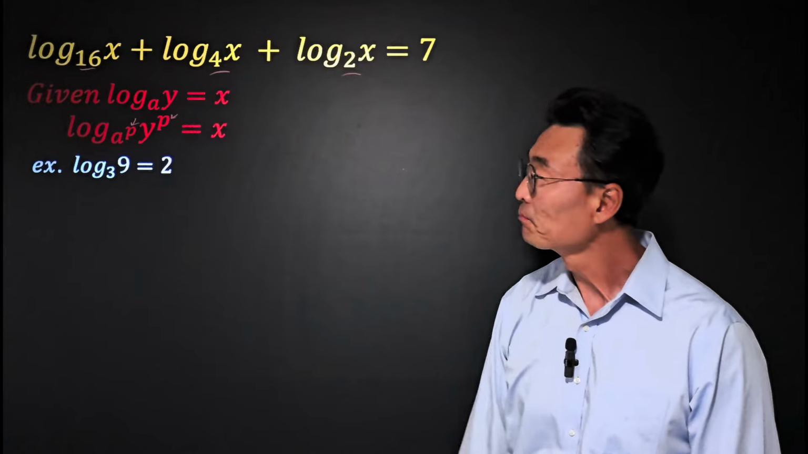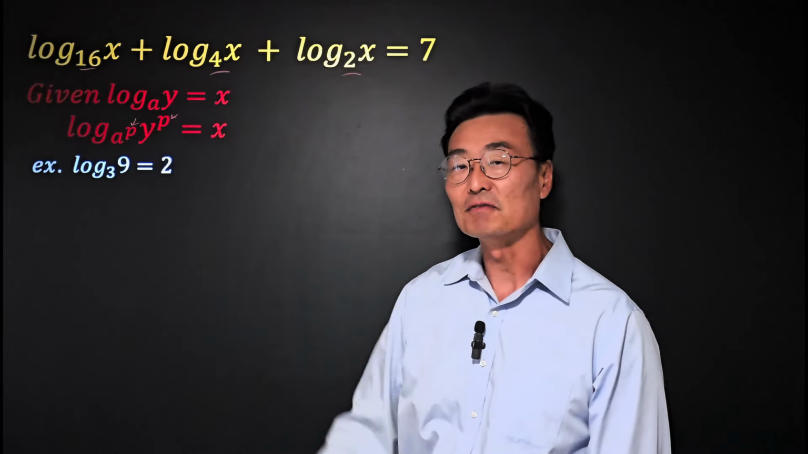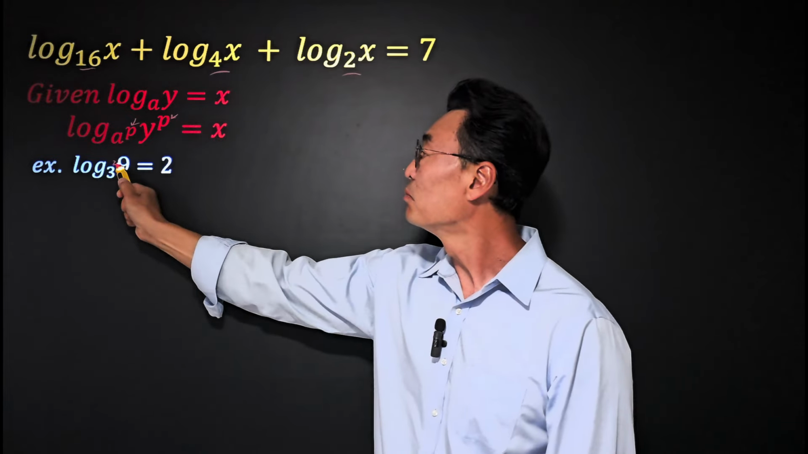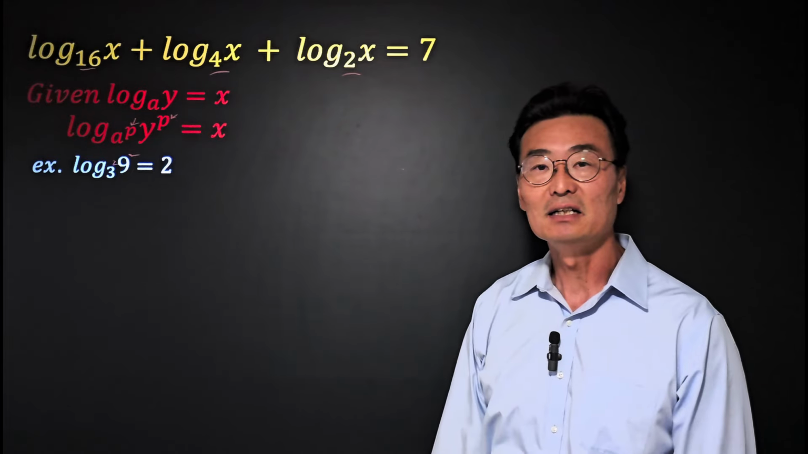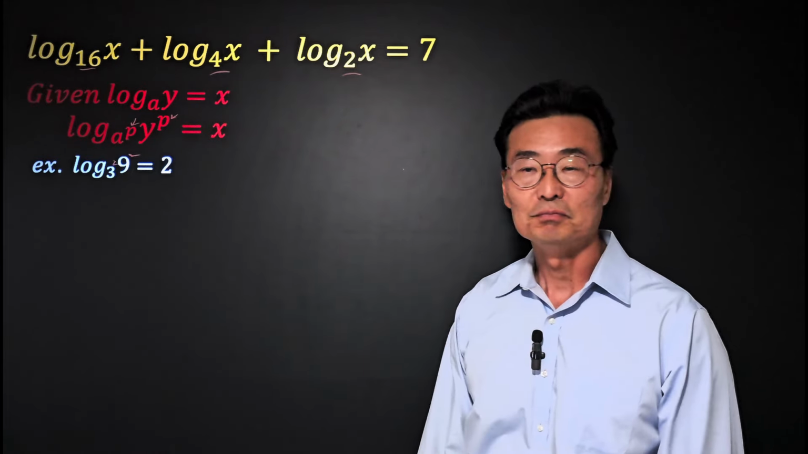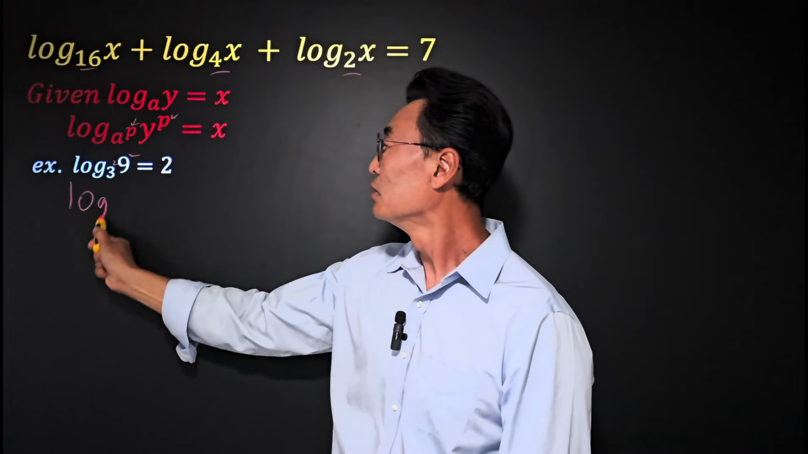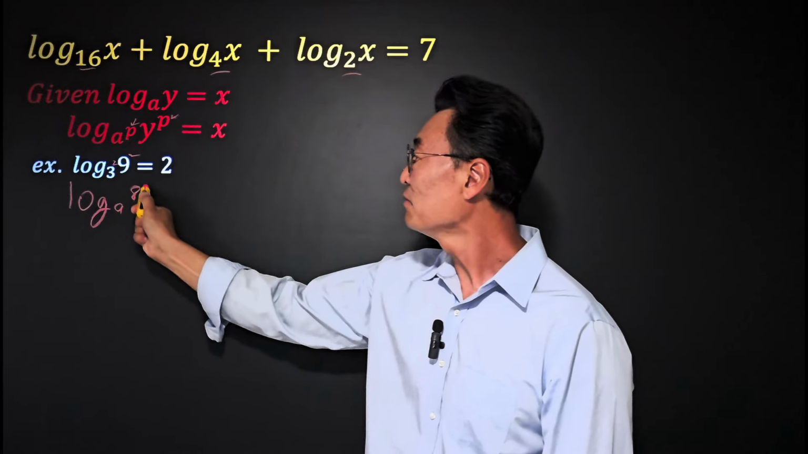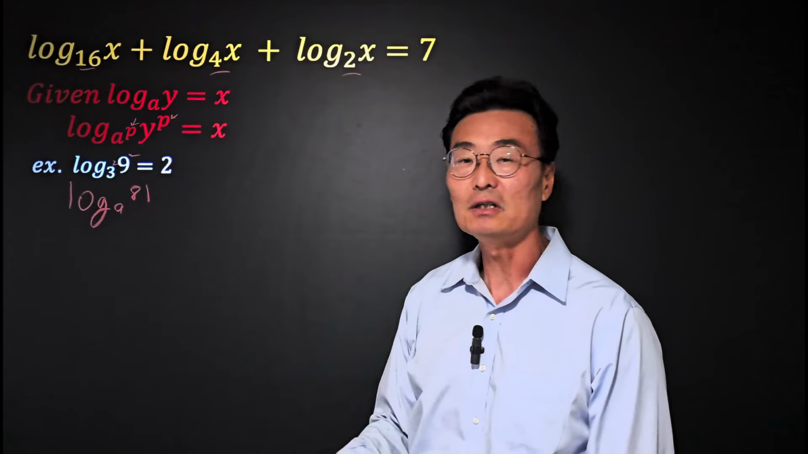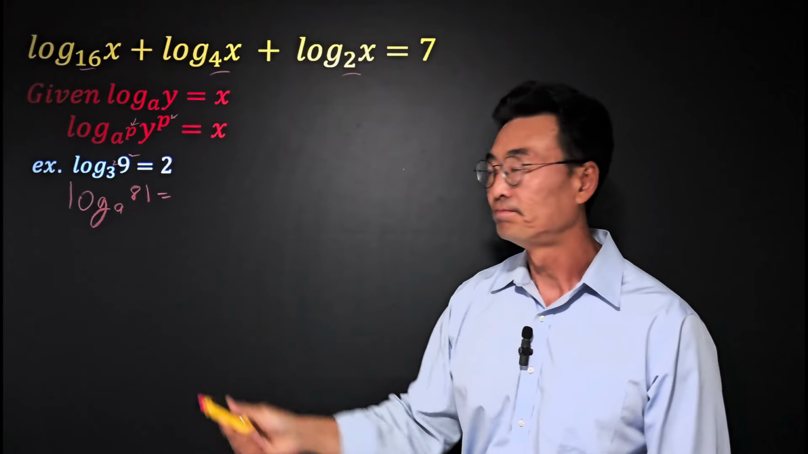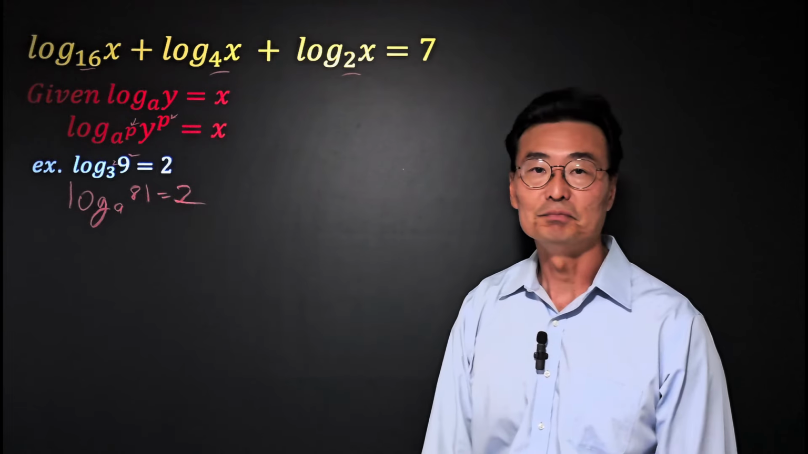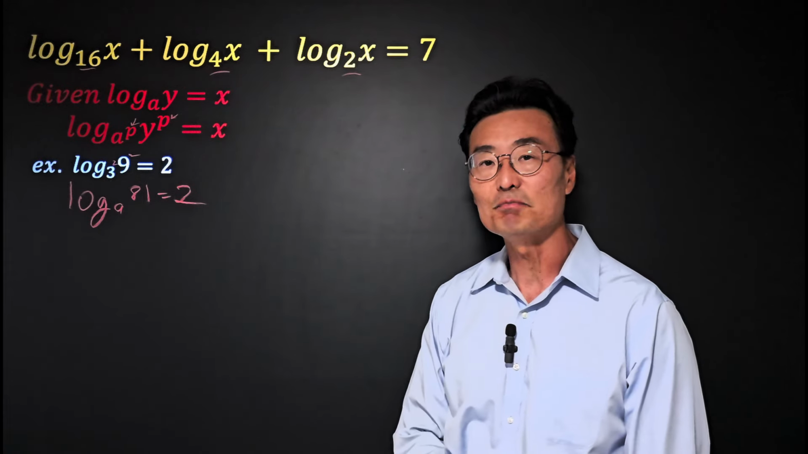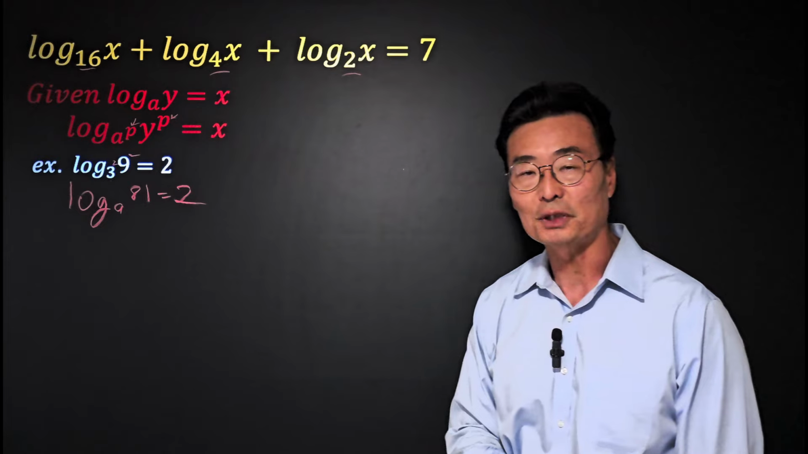Here's an example. If we're given log base 3 of 9, of course we know that equals 2, and if I were to square both the 3 and the 9, we still get a 2. Check this out: log base 9, meaning the 3 squared, of 81, again 9 squared, what does it equal? It equals 2. Meaning as long as the power on the base and the argument are the same, it doesn't change the log expression.